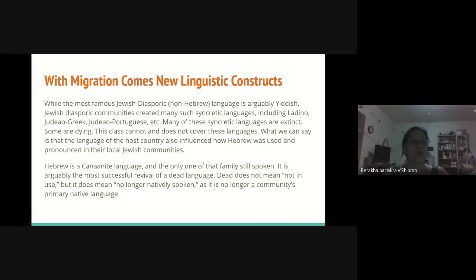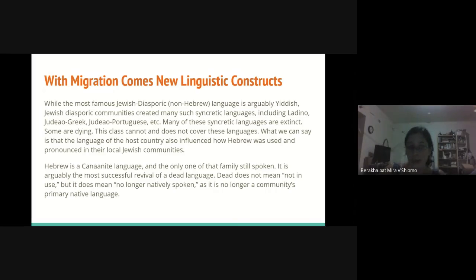Sephardi Hebrew is the primary influence on modern Israeli Hebrew as far as pronunciation goes. So these distinctions still exist to a certain extent. Hebrew itself is not an Indo-European language. It's an Afro-Asiatic language, and it's a Semitic language. More specifically, it is from the Canaanite language family. It is the only one of that language family still spoken.